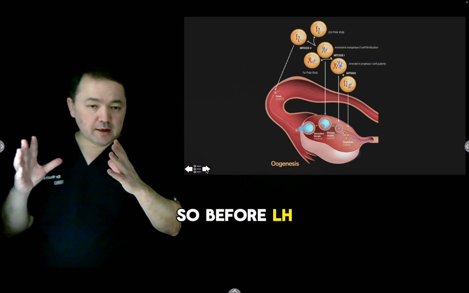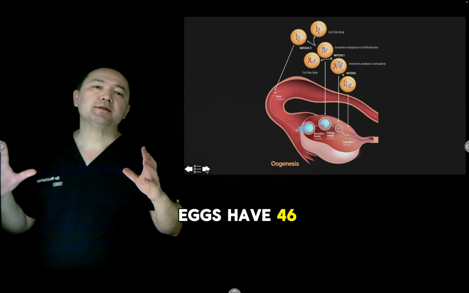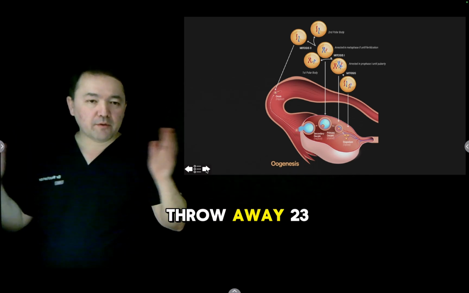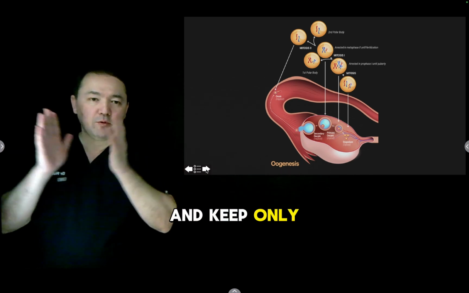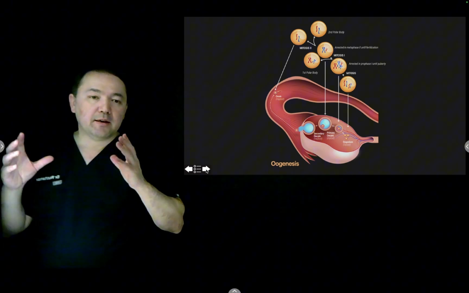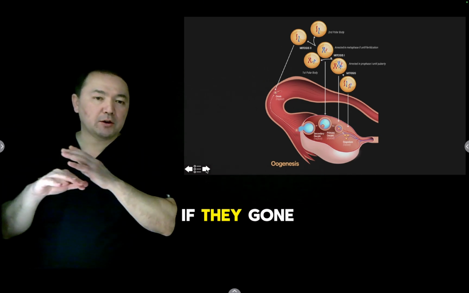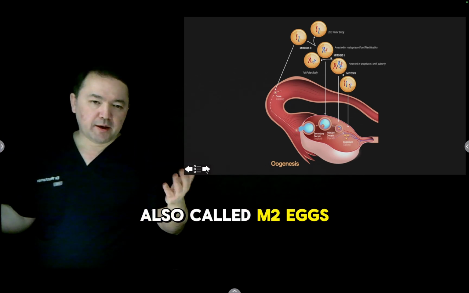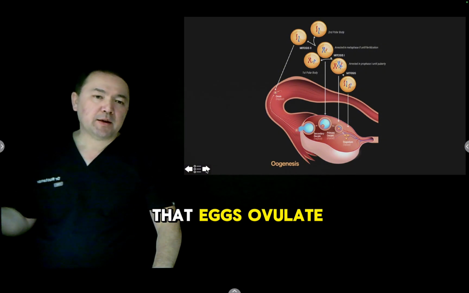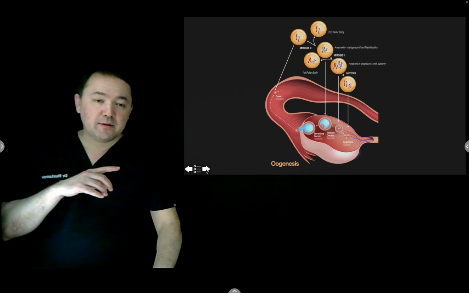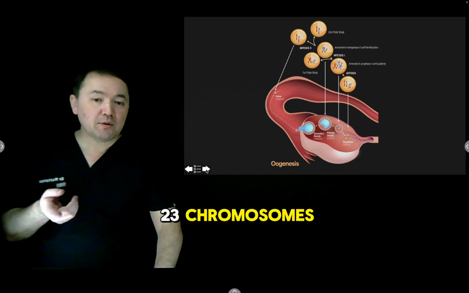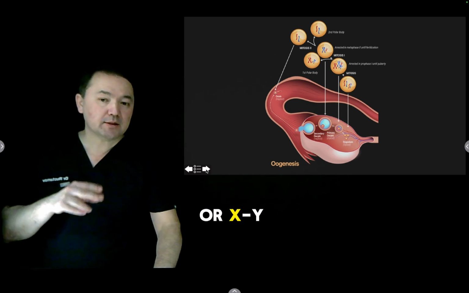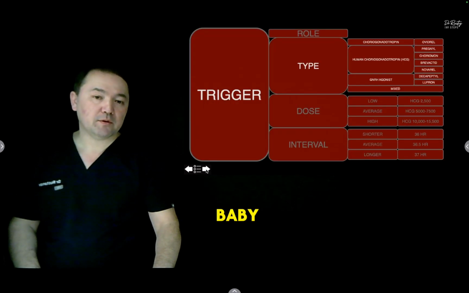Before the LH surge, all your eggs have 46 chromosomes. After the LH surge, they need to throw away 23 chromosomes and keep only 23, including the X chromosome. If they have gone through this process, these eggs are mature, also called M2 eggs. Then the eggs ovulate and fertilize with a sperm which has 23 chromosomes, and together the embryo has 46 XX or XY chromosomes, which is normal for the baby.